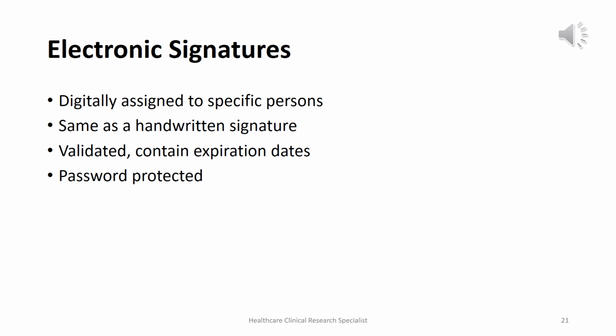It has to be validated, and it has to contain an expiration date. So once a company gives one to a user, it usually is going to have an expiration date after which it'll run out and needs to be reissued. And then finally, they're password protected. That's the primary security means on the electronic signature.